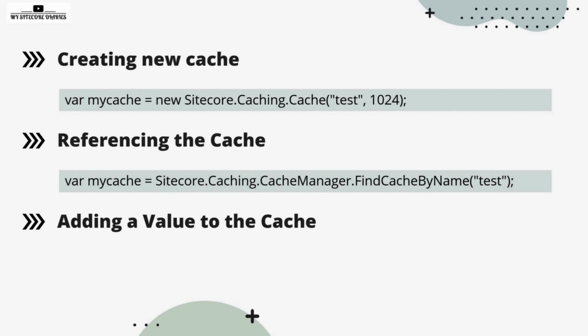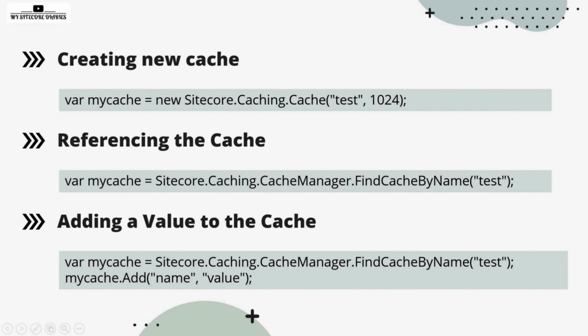Adding a value to the cache. How will you add a value to the cache? Here you define the cache, test as the name. The first thing is to use the cache manager and find the cache. Now if you want to add to it, use myCache.Add, where you give your cache name and the value. A name and value pair needs to be added.